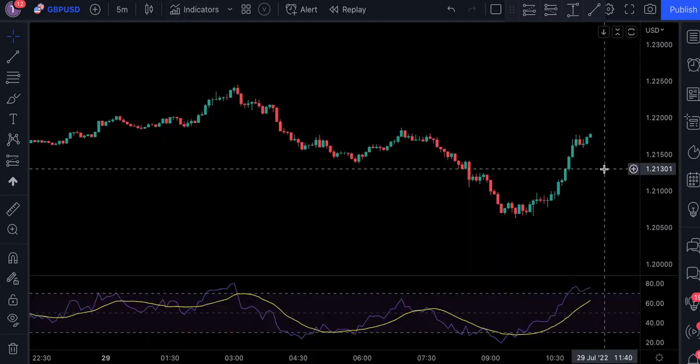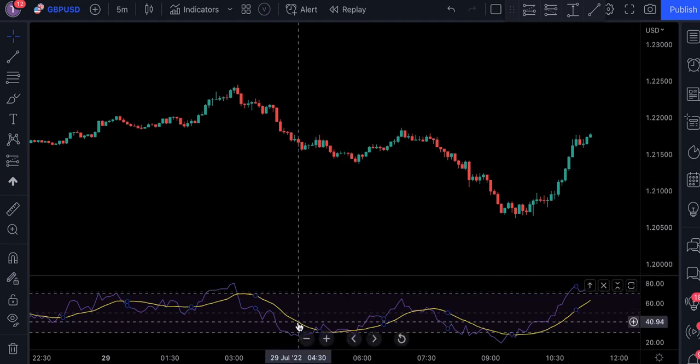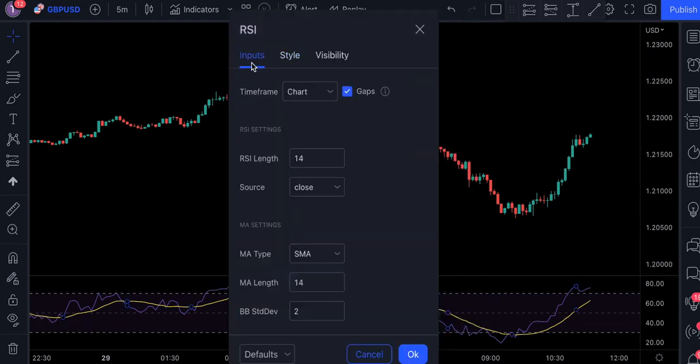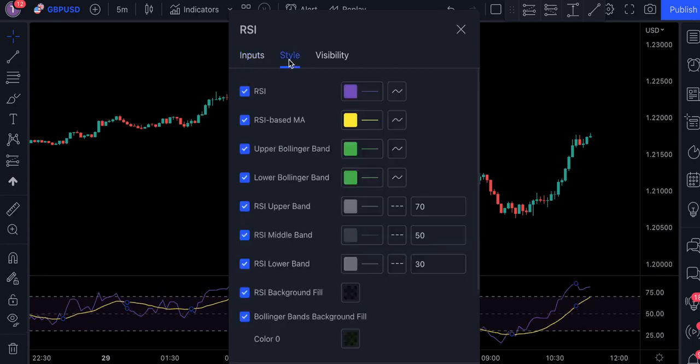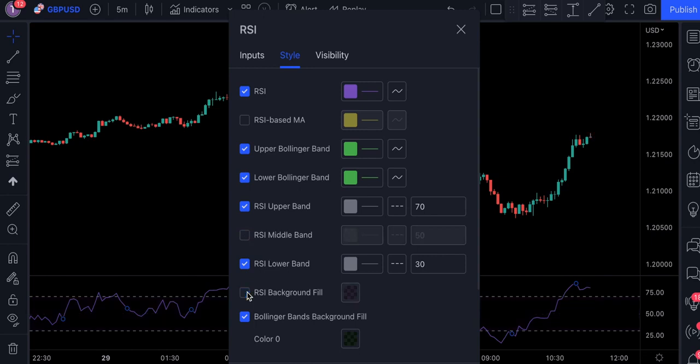And now we need to change the settings on this indicator. So first we're going to change the RSI length from 14 to 10. And in the style section, let's remove this RSI based MA. Also, let's get rid of this middle band and the background. Next step will be to make this RSI line a bit more visible.